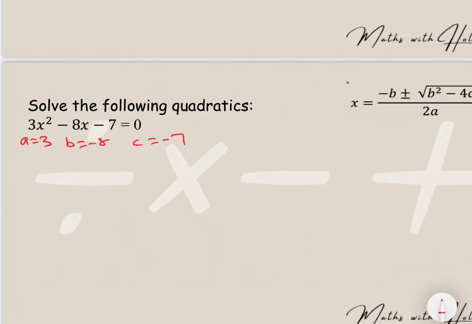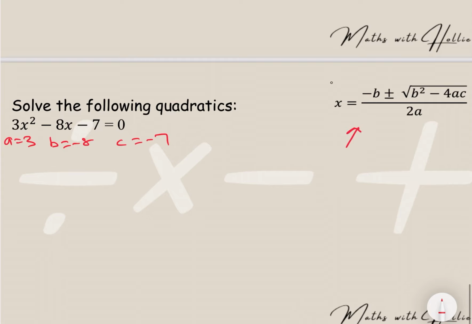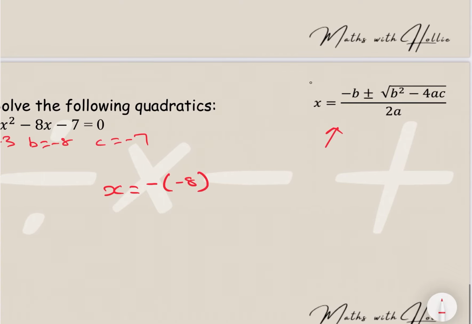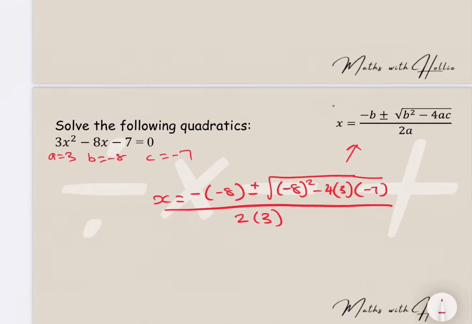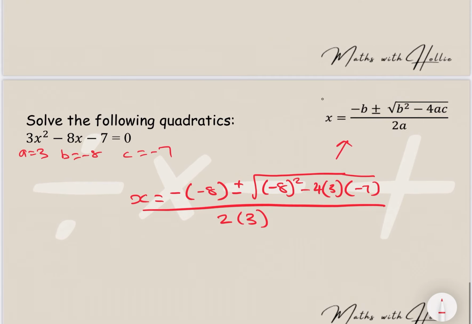Okay, so all we're going to do then is substitute it into this formula up here. I like to put things in a bracket, just so if you put them in the calculator, it works perfectly. So B is negative 8, plus or minus the square root of B squared, which is negative 8 squared, minus 4, and then A is 3, and C is negative 7. And we're going to divide the whole thing by 2 times A, which is 3. If you put that straight in your calculator, it shouldn't be a problem. But just for the sake of the video, I'm going to simplify it.